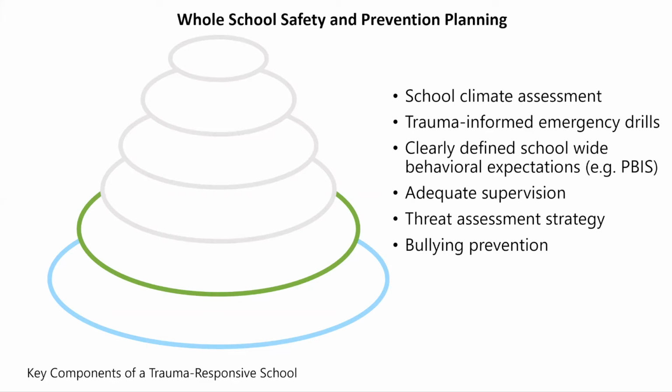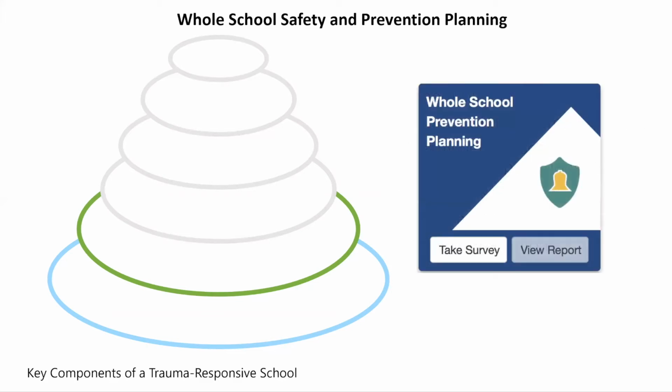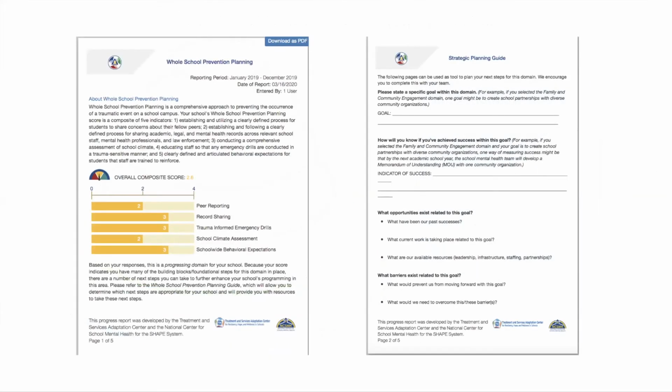So again, if this tier of support is of interest to you or something that you want to focus on, then you would go and click on Take Survey for the whole school prevention planning domain. And again, after you answer the various questions, you'll get a numerical value score for each of the domains, such as record sharing, trauma-responsive emergency drills, all of the questions that are part of that domain. And then similarly, you have your strategic planning guide.